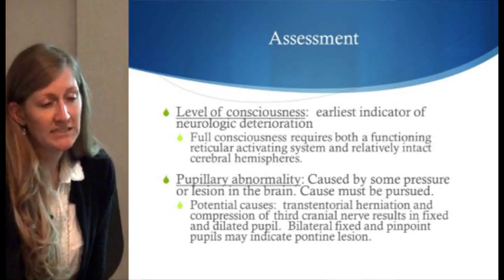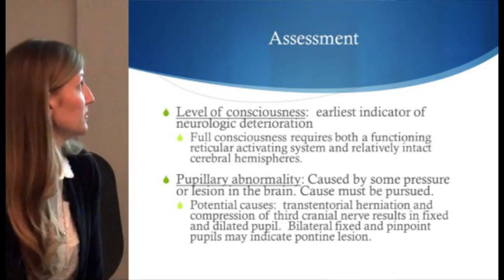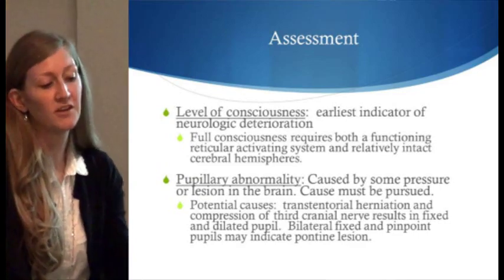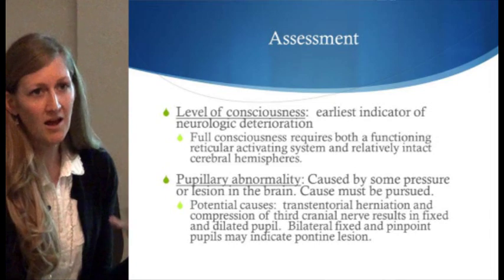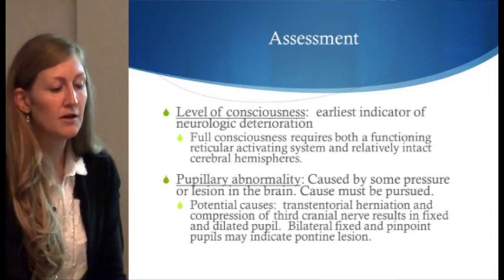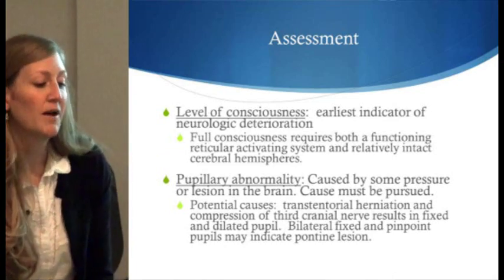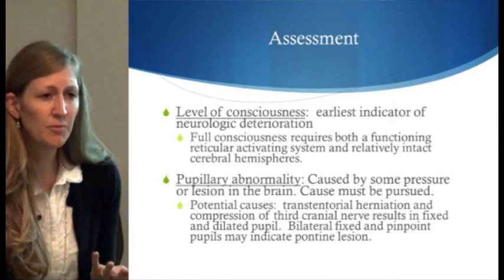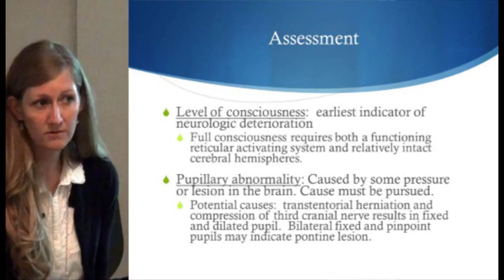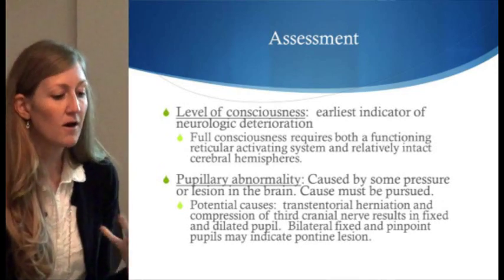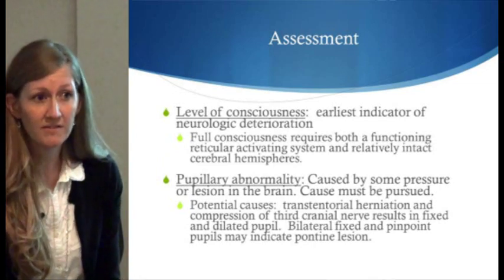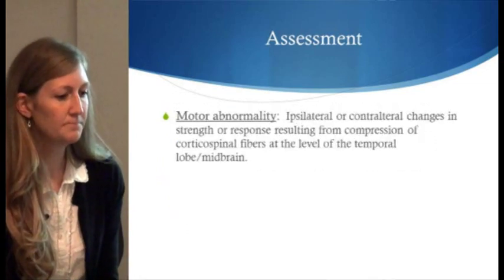That is our earliest indicator of a neurological deterioration. And this is just telling you how the brain functions to provide a level of consciousness, so you can look at that there. But also we're looking at pupil abnormalities. And when you have a pupil abnormality, it's usually caused by some sort of pressure pushing on the optic nerve, or the nerves that are associated with the eye. And so we need to find out what is causing the pupillary changes.